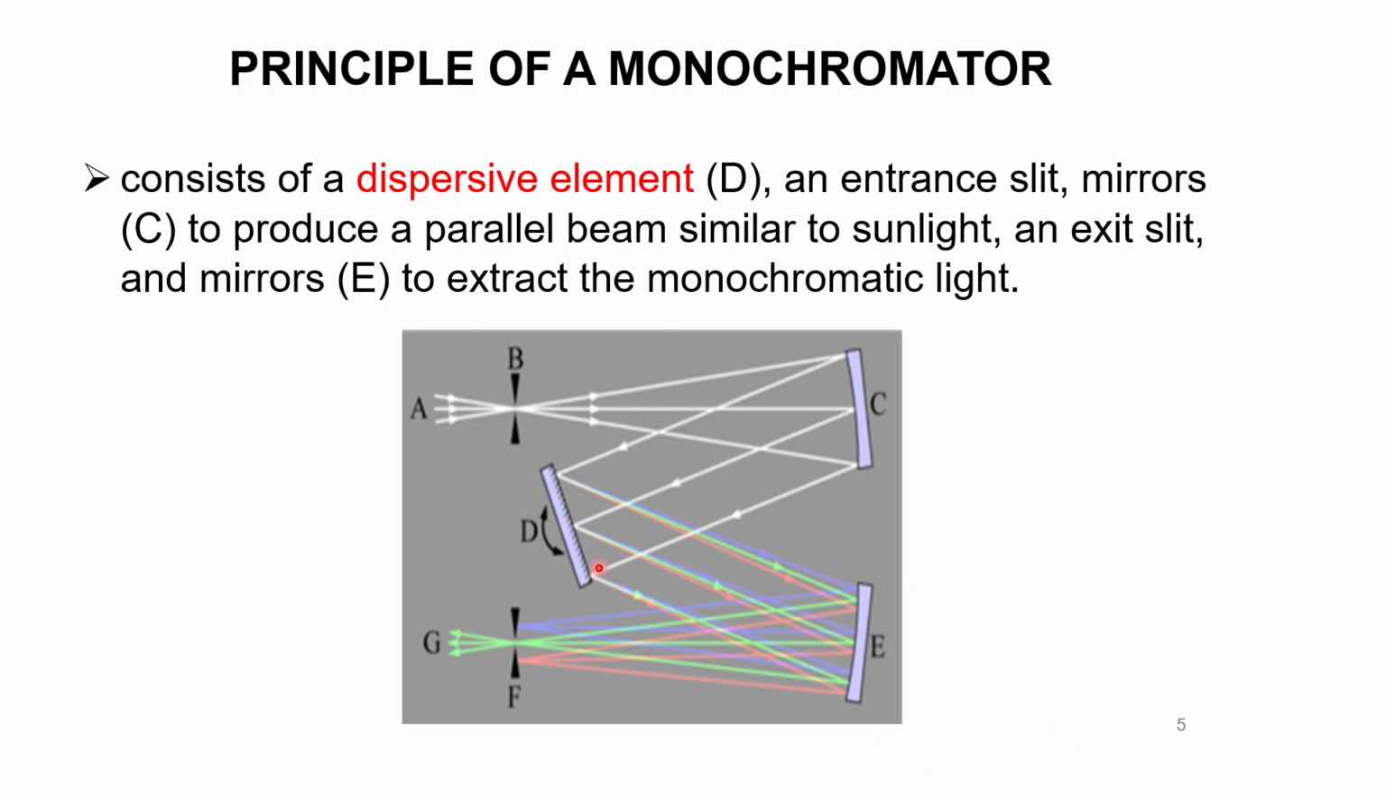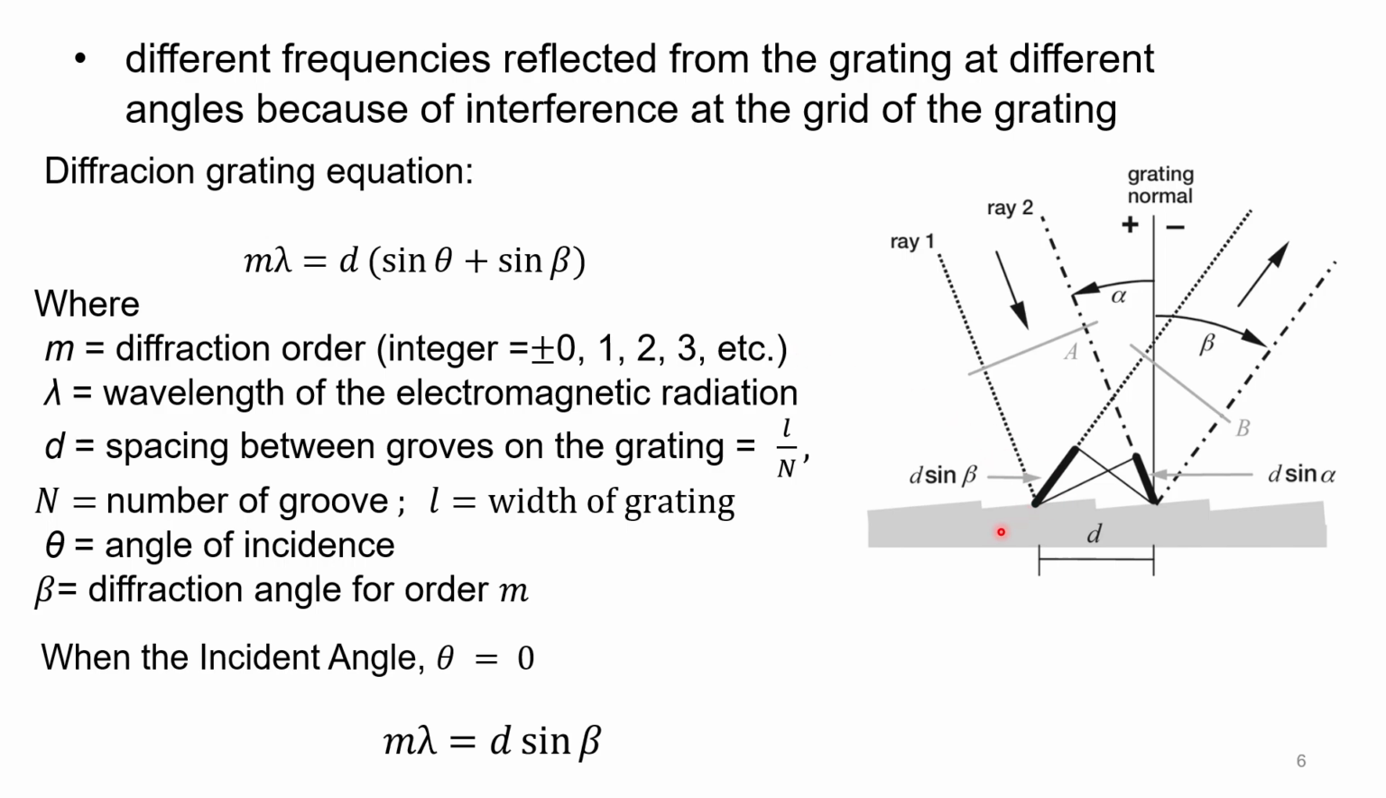Okay, so in order to select the wavelength which can be directed from this monochromator to a sample or to a detector, we can adjust the angle of this monochromator, or we can adjust the positions of the exit slit for the purpose of wavelength selection. One of the ways for the grating to select the wavelength is by tuning the angle. So different frequencies are diffracted from the grating at different angles because of the interference at the grid of the grating.